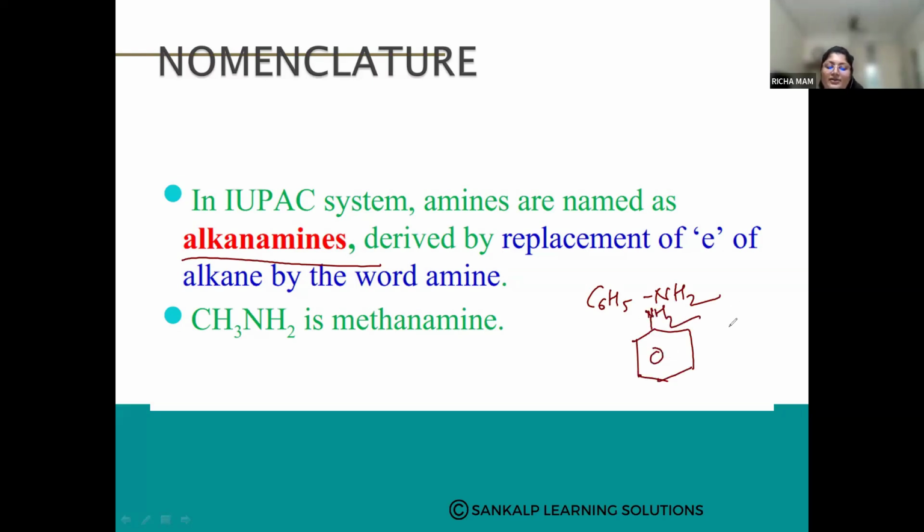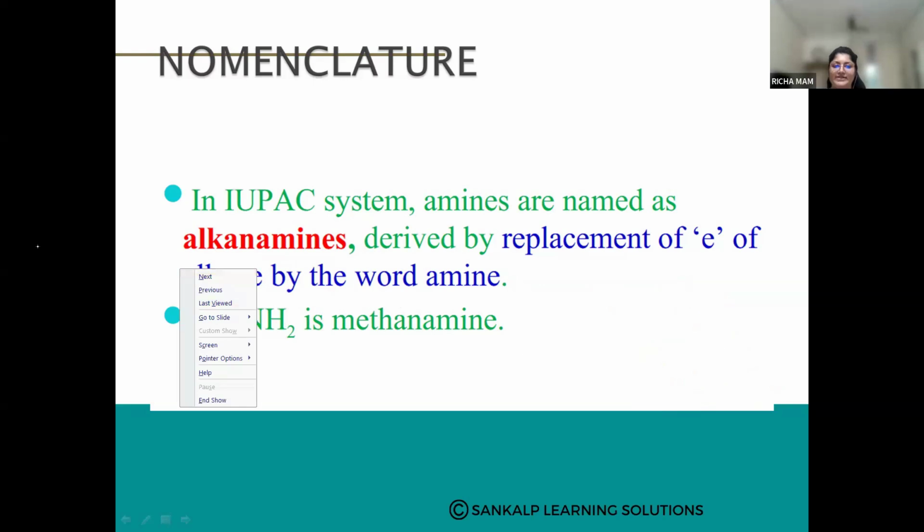That is aniline, and this is also accepted as an IUPAC name. Or it is written as benzenamine, where the E is replaced by amine. So the E of the alkane is replaced by amine. Like this, you are going to name the compound. Is it clear? So in the IUPAC system, amines are named as alkanamines. Yes. So let us see examples.